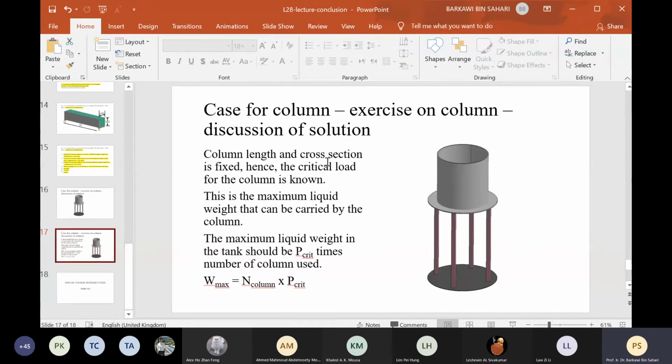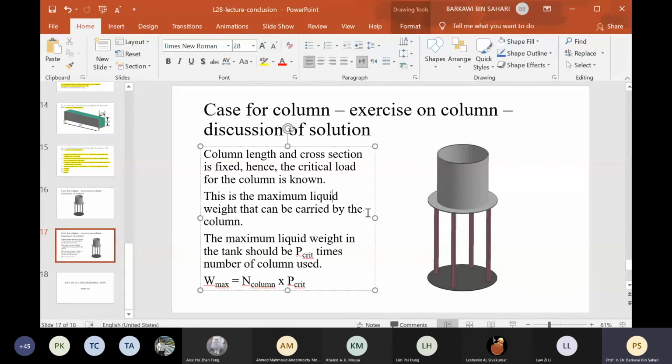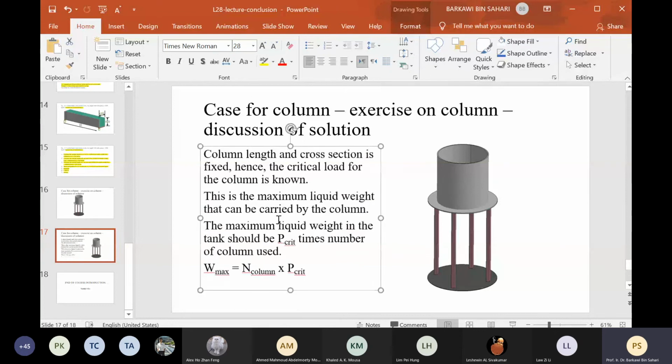So there you are, what I have explained just now. The maximum liquid weight is actually the critical load required, and the maximum liquid weight will be P critical times the number of columns used. So in the question it is 4. This is how it works. This is the condition for the way to calculate the column length, column height. It depends on the situation.